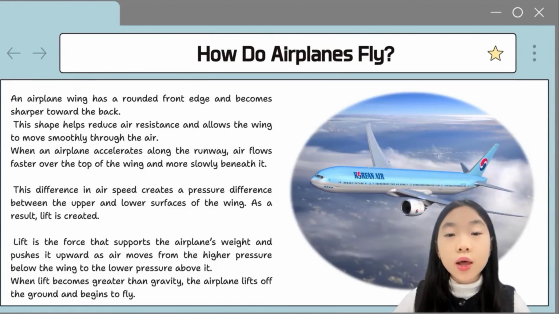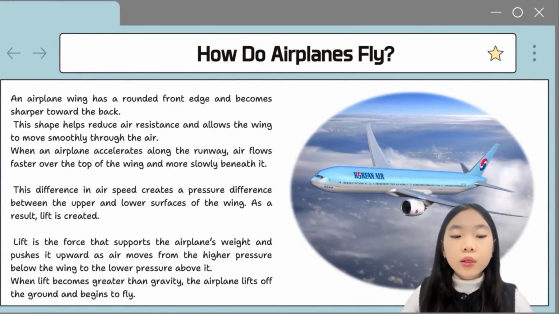As a result, lift is created. Lift is the force that supports the airplane's weight and pushes it upward as the air moves from the higher pressure below the wing to the lower pressure above it. When lift becomes greater than gravity, the airplane lifts off the ground and begins to fly.